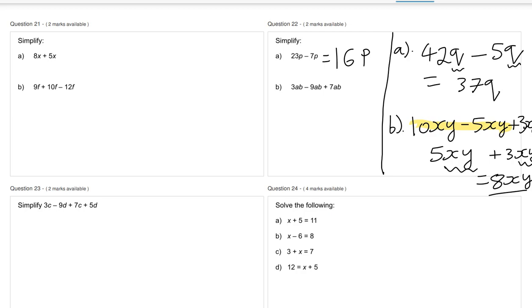3ab take away 9ab is minus 6ab. And then I'm adding 7ab. So minus 6 plus 7 is just positive 1. If you think about a number line, if you're at minus 6, you add 7, you get to 1. So that's just 1ab, which we would just call ab.